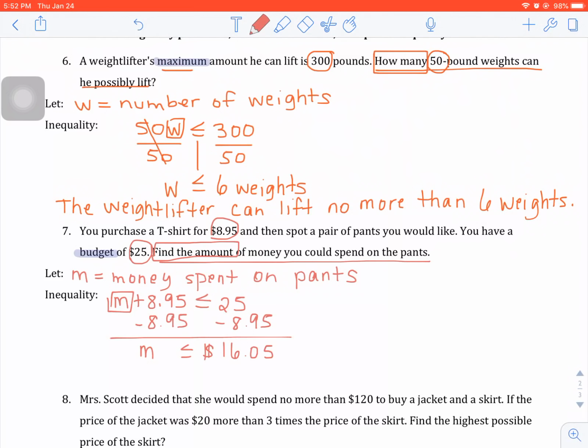So if I wrote my answer as a complete sentence, I would say I can spend a maximum, or you could say no more than, of $16.05 on pants.